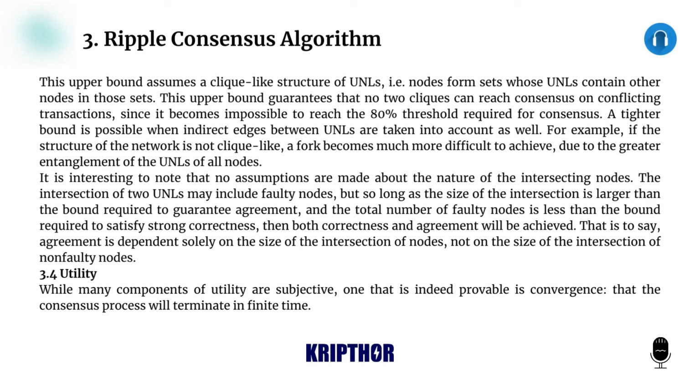For example, if the structure of the network is not clique-like, a fork becomes much more difficult to achieve, due to the greater entanglement of the UNLs of all nodes.